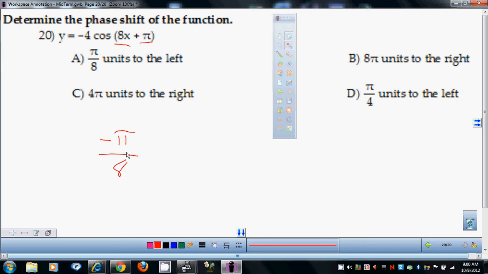Now, we've already changed the sign. So, on the coordinate plane, negative goes left. So, which one is the answer? Of course, it's dealing with pi over 8 anyway. A, alpha. And there you go. Some of you guys are just too darn shy. Negative pi over 8 or pi over 8 units to the left.